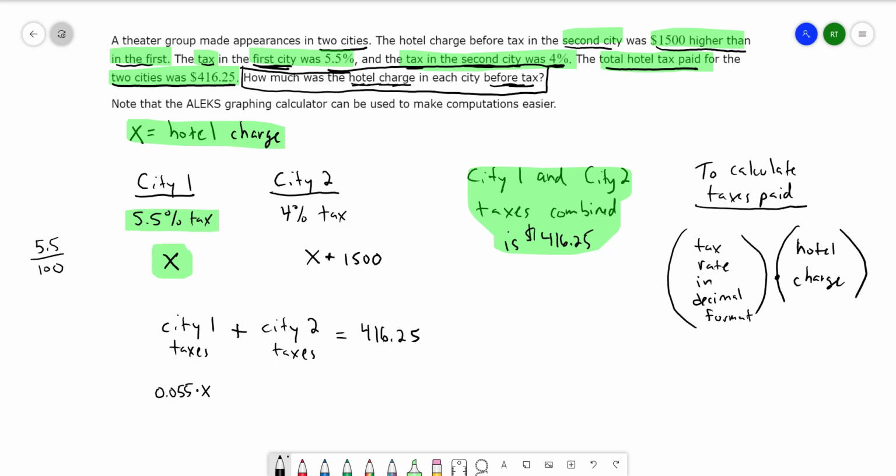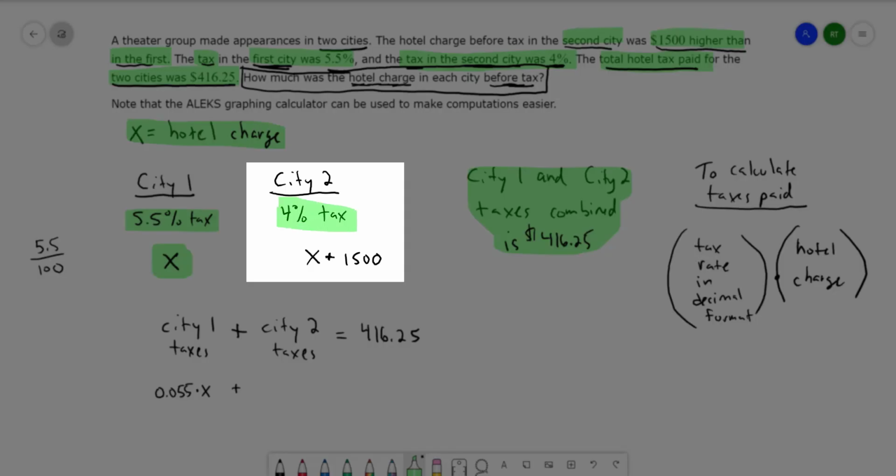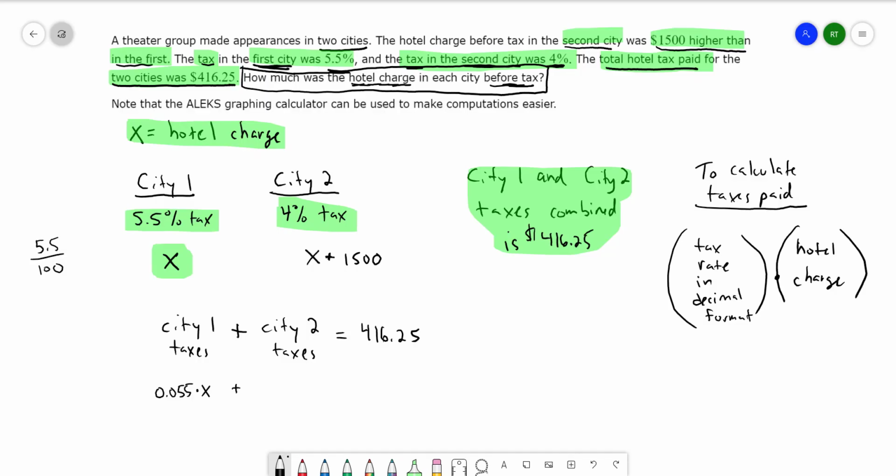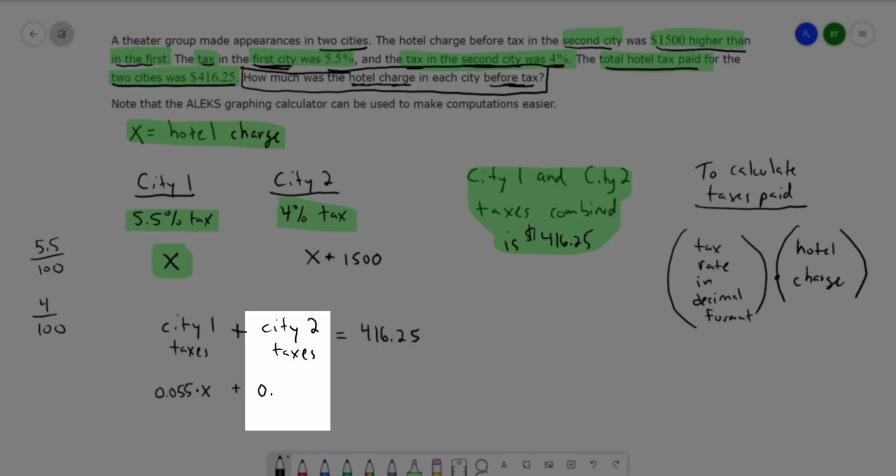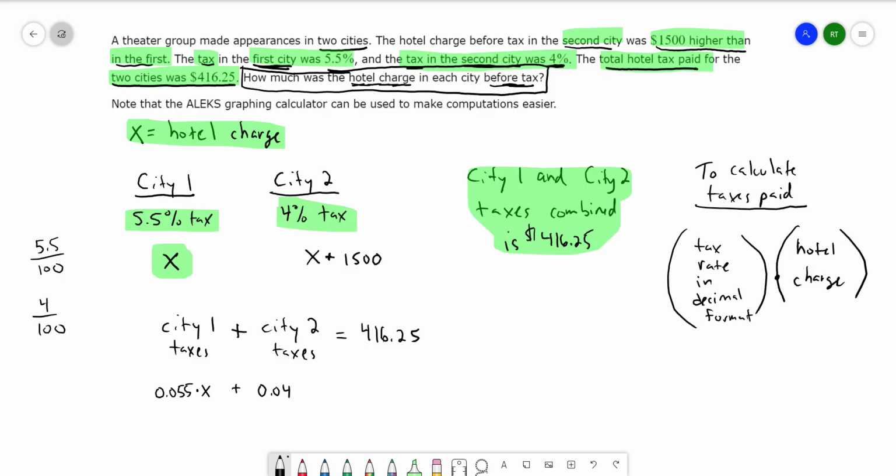Next, City 2 taxes is found by taking the tax rate, which is right here, 4% tax. So I gotta change that to a decimal form. So don't forget, 4% means 4 out of 100. Percent means divide by, out of 100. So 4 divided by 100, I get 0.04. And you take the tax rate in decimal form, multiply with the hotel charge, and don't forget that hotel charge for City 2 was $1,500 more.